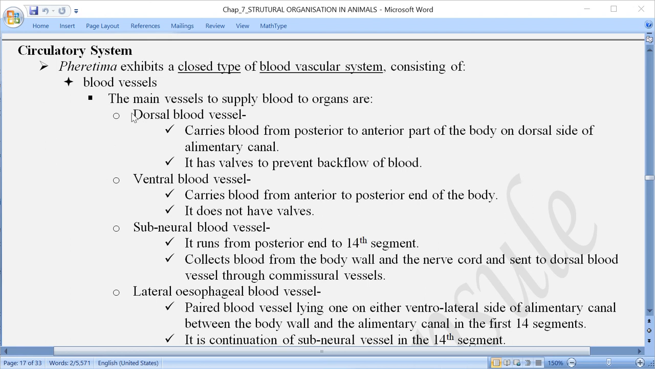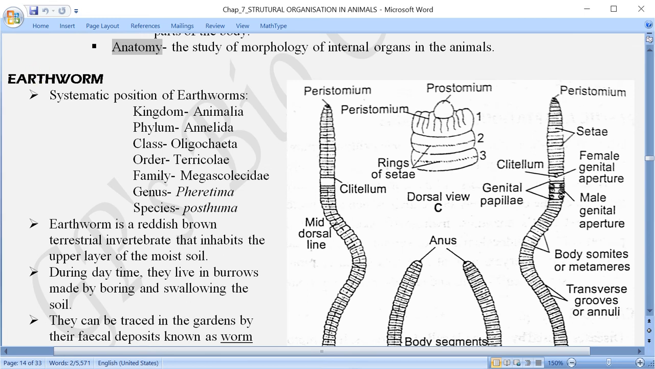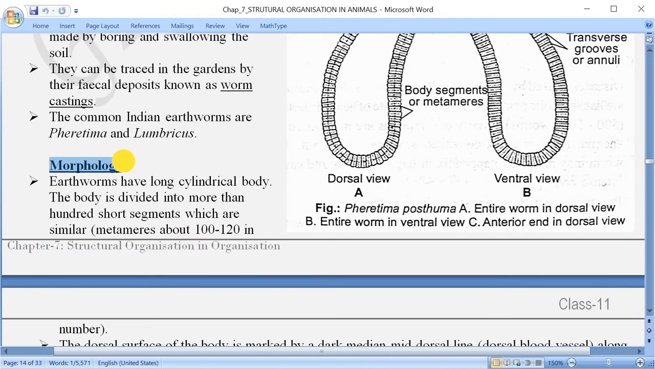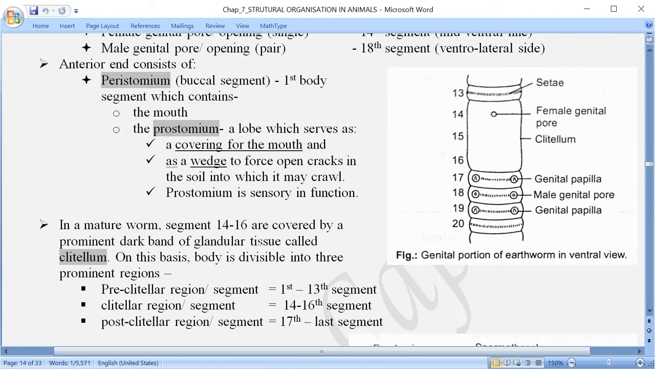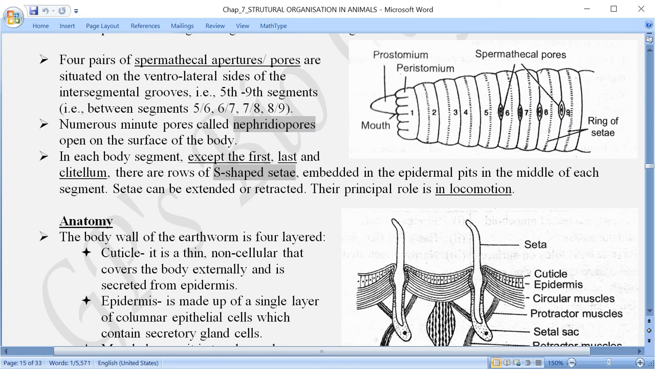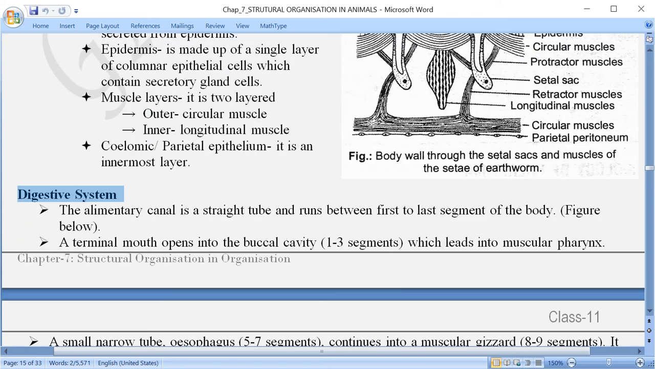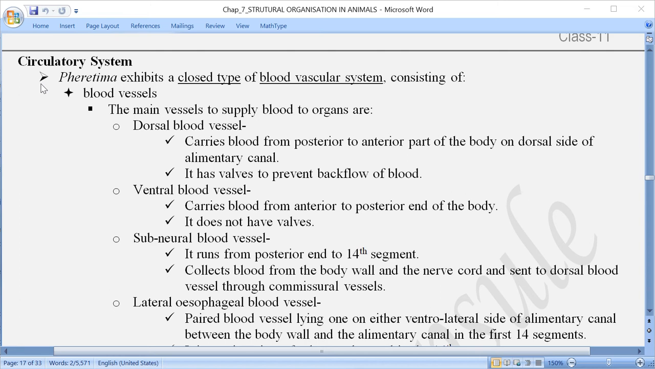Hello everyone. In the previous video, I had started about the earthworm, and in that I had discussed the morphology, and then I had started with the anatomy, where I had discussed the body wall, and also the digestive system of the earthworm. In this video, I am going to discuss the circulatory system.